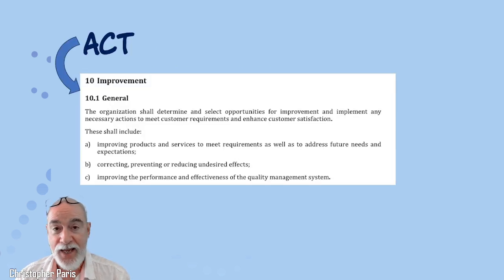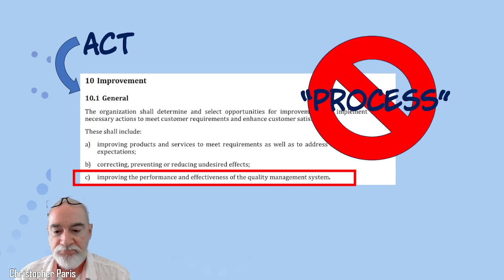We go to clause 10, which is now the acting. The final portion of the PDCA model is act, where now we're going to take continual improvement. And once again, in 10.1, the word process doesn't show up. No process. They just say, in general, improve the performance and effectiveness of the quality management system. They don't tell you to improve your processes. They don't tell you anything.